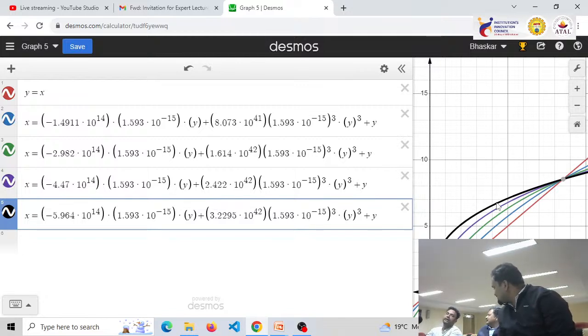Sir, can we use this Desmos for some publication, or is it only a study tool? It's just for getting confirmation. For publication, you may have to refer to MATLAB. You have to plot this because it's user friendly. That's why I have gone for Desmos.